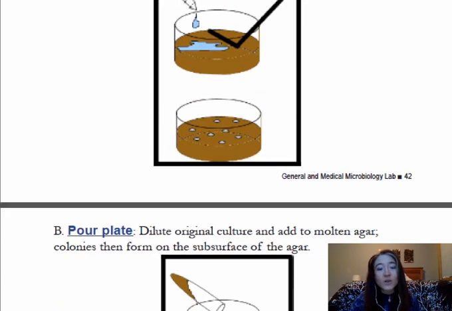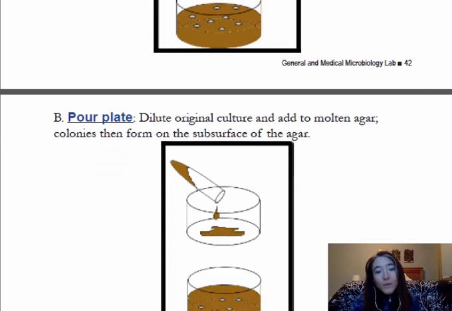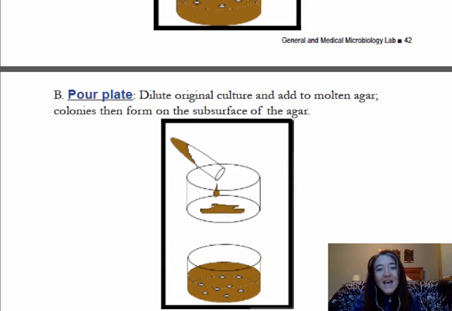First one is called the pour plate. Now, the pour plate is similar to a spread plate, except that in a pour plate, you actually put the bacteria that you've diluted into molten agar. That is, the agar hasn't hardened yet, and the plate hasn't been poured yet. This is very similar to a spread plate, except that, as you might guess, the colonies actually develop inside of the agar, and in many cases they are subsurface in the agar. We're going to try this out later.